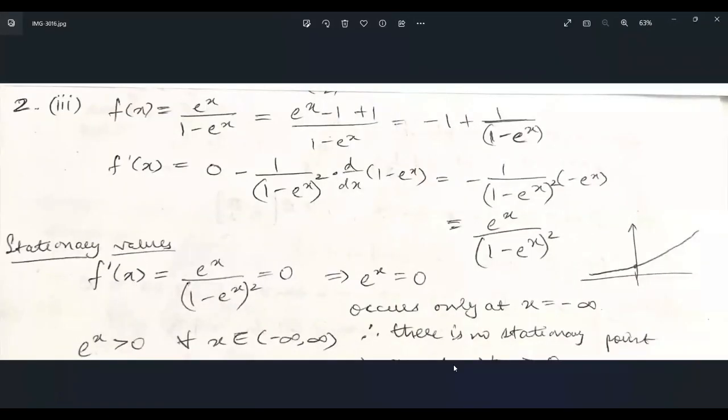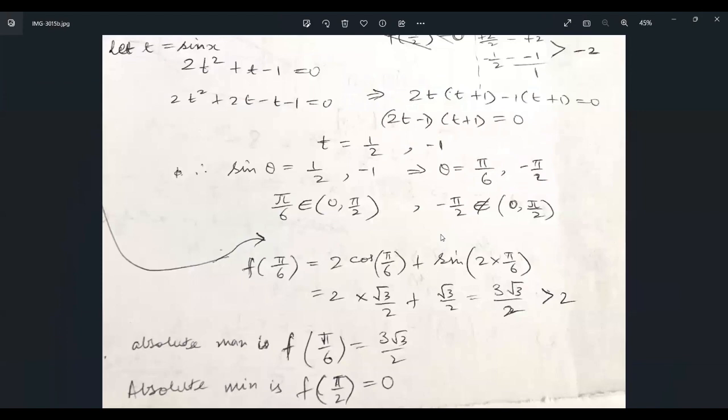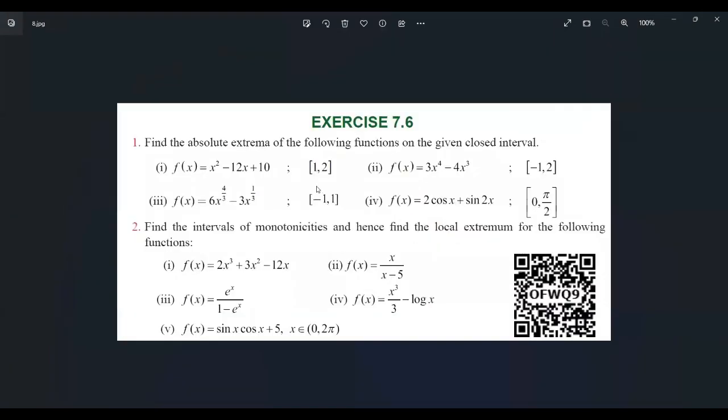Now we proceed to the next section here, that is, find intervals of monotonicity and local extremum for the functions. So here I am considering question number 3 and question number 4, subsection 3 and subsection 4.